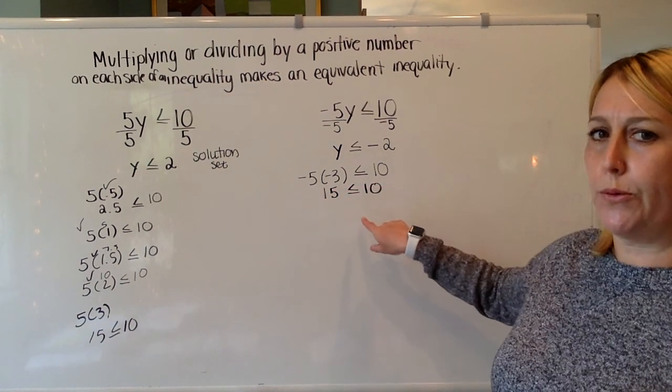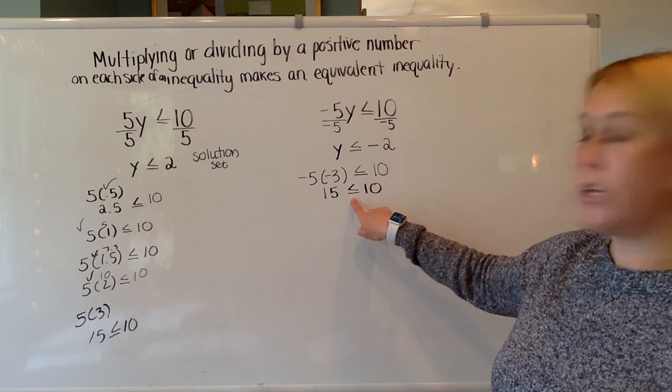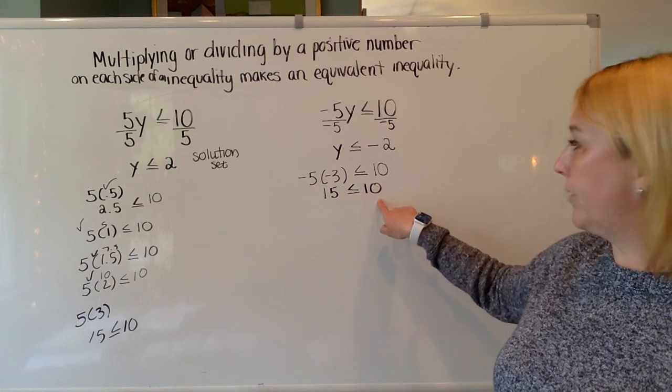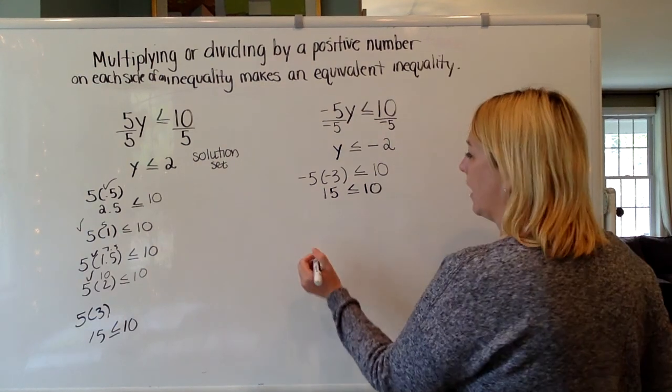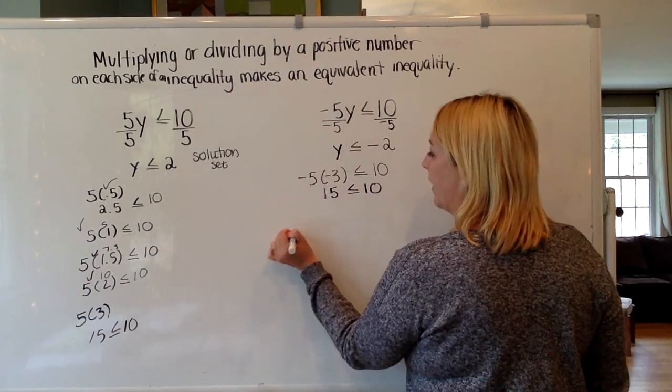We get a problem, don't we? Positive 15 is not less than or equal to 10. All right, well, maybe I did something wrong. I'll try it again. I'm going back up here, negative 5.